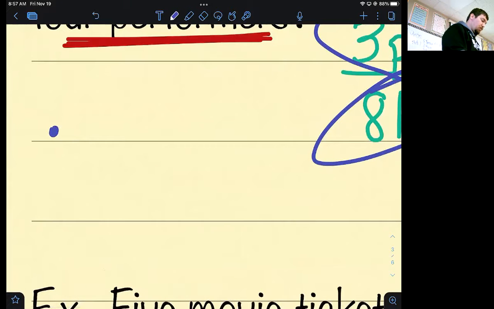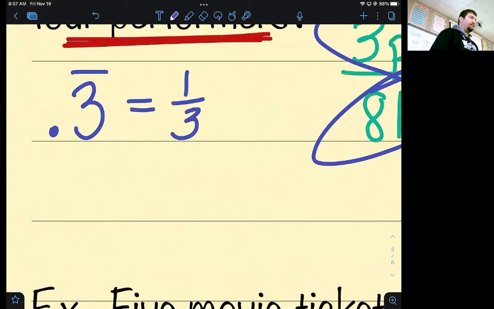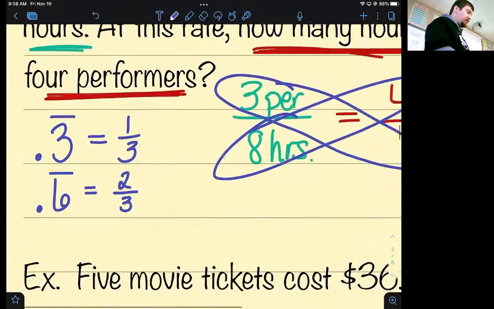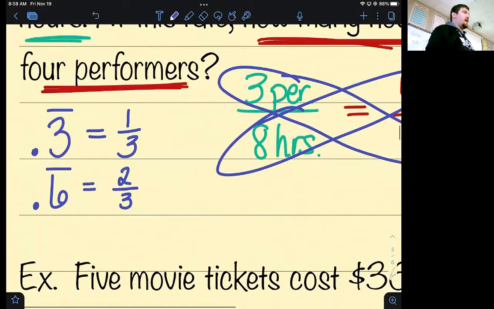The decimal 0.3 repeating is 1/3. If it was just 0.3, it'd be 3/10, but it's 0.3 repeating, so it's 1/3. And our decimal 0.6 repeating is double that. Not 2, that's 1/3 still. 2/3, exactly, 2/3. So 0.6 repeating is 2/3. If you can remember that, and we'll use that a lot this year.